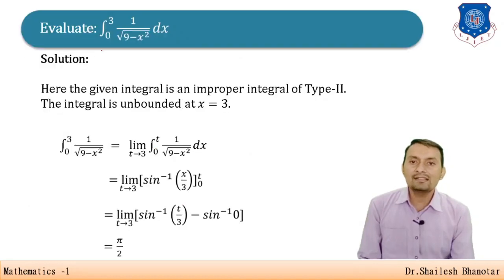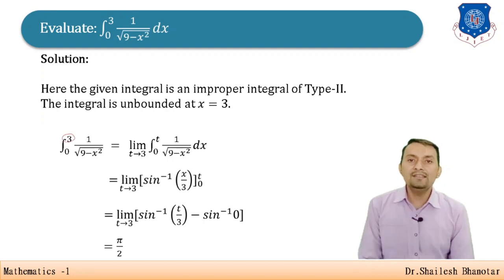So let us see this question: integration from 0 to 3 of 1 divided by square root of 9 minus x square dx. Here the given integral is an improper integral of type 2, because the function f of x is unbounded at x equal to 3. So therefore this integration can be evaluated by assuming a new constant instead of 3.